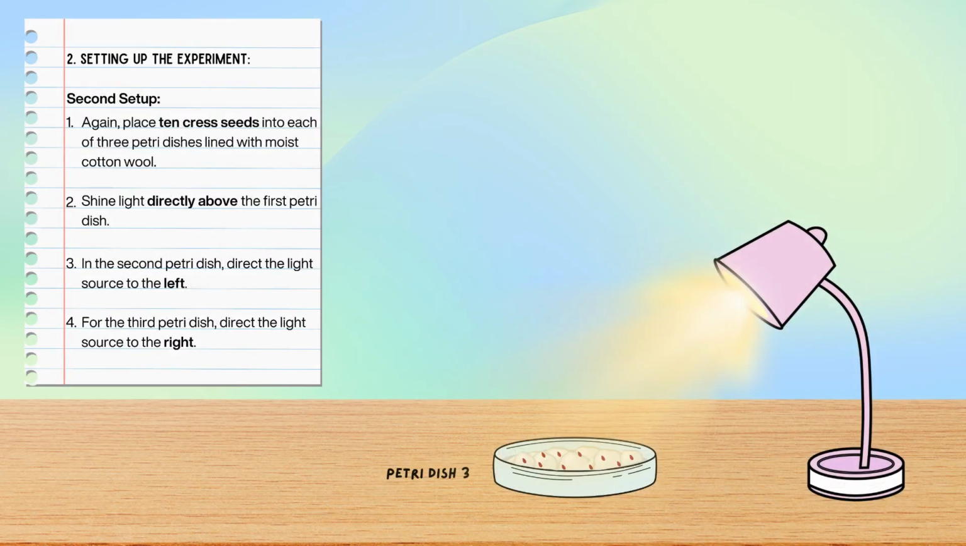Now, for our second setup. We will again place 10 cress seeds into each of 3 Petri dishes lined with moist cotton wool. Shine light directly above the first Petri dish. In the second Petri dish, direct the light source to the left. For the third Petri dish, direct the light source to the right.